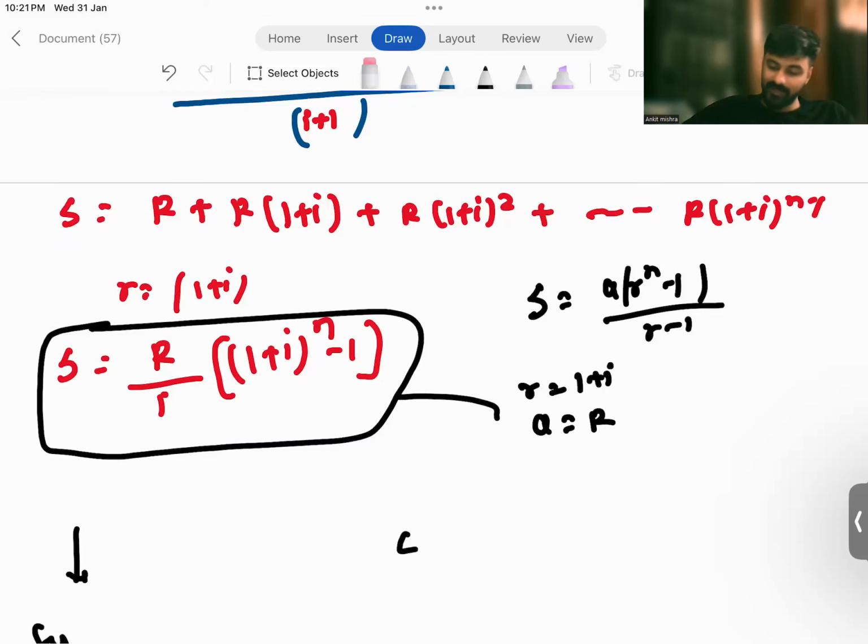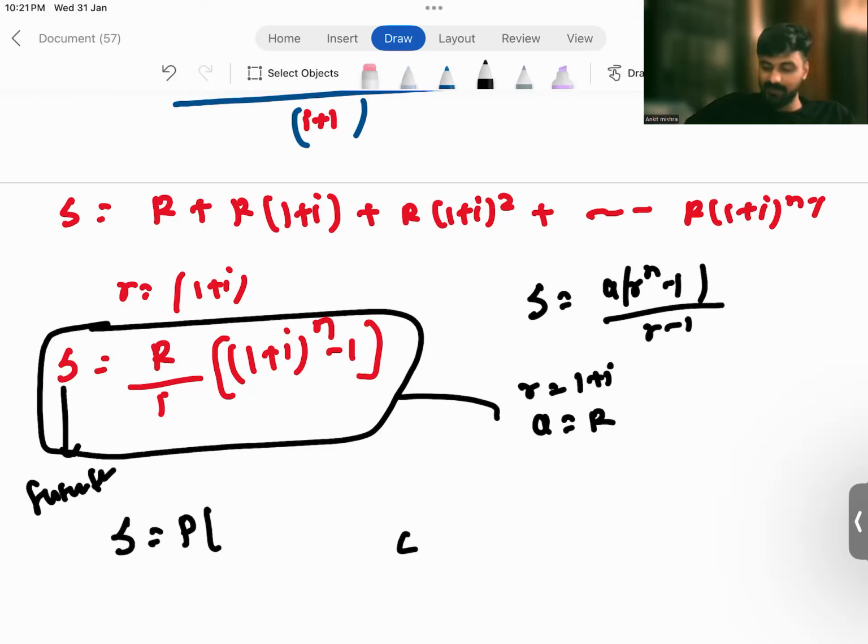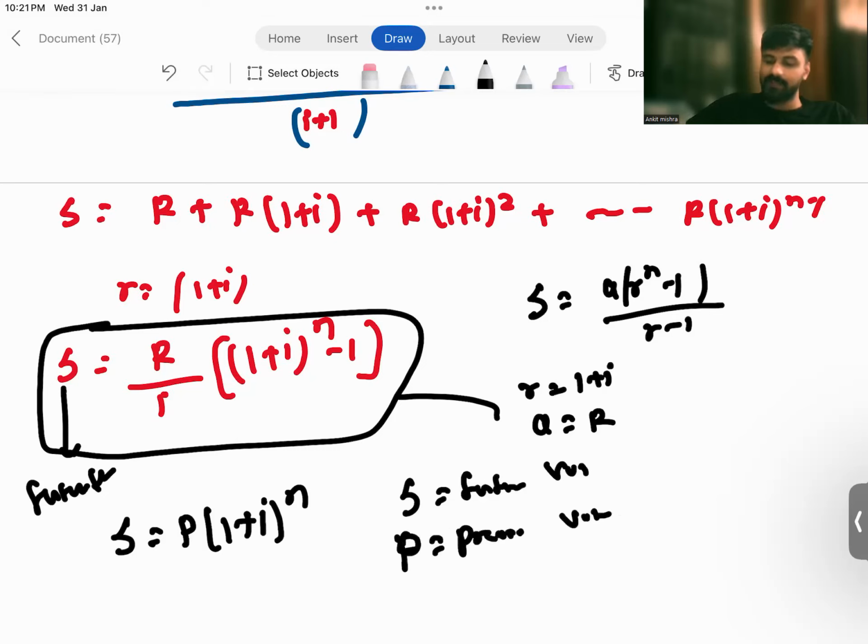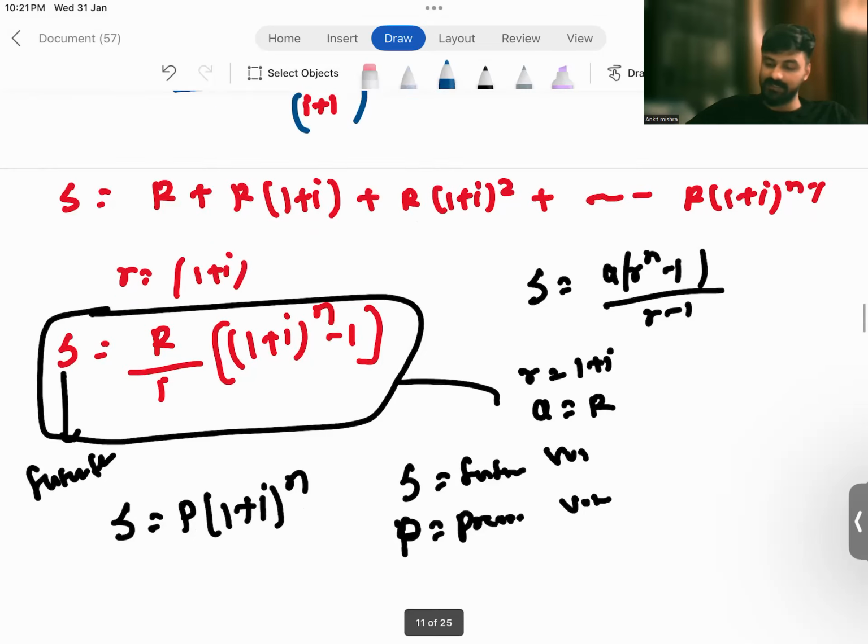When this process follows the annuity concept, this is your future value. So if I want to calculate present value, S is equal to P into (1 plus i) whole to the power n, where S is your future value and P is your present value. Fine. Now, how can I calculate the present value?